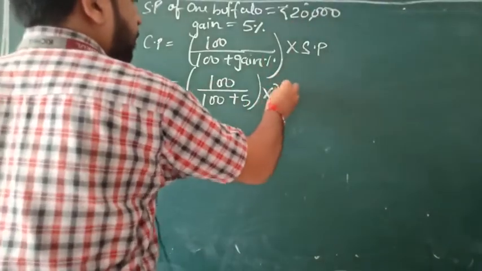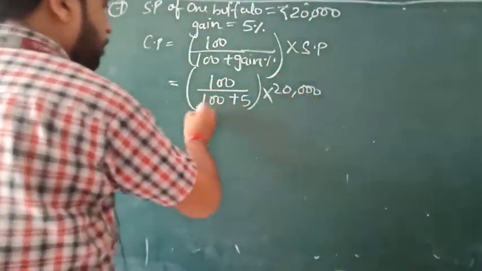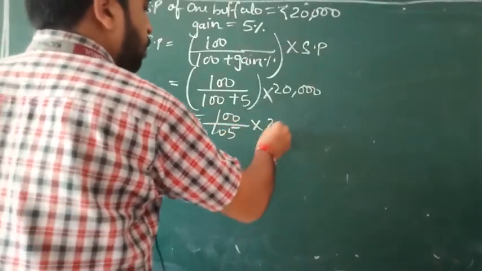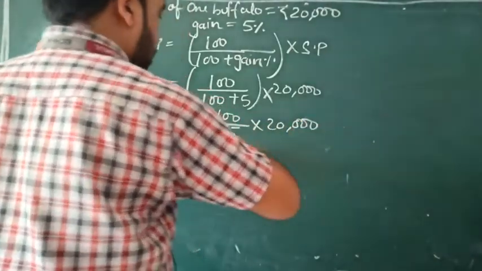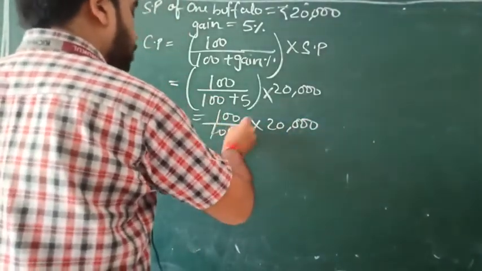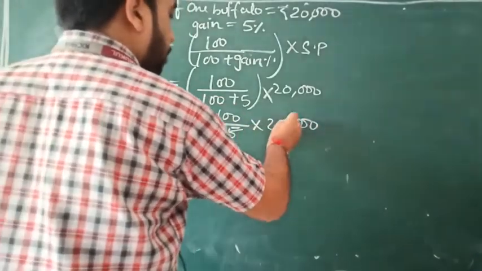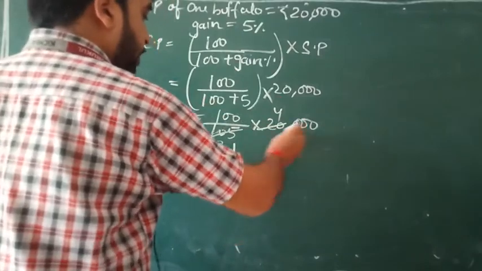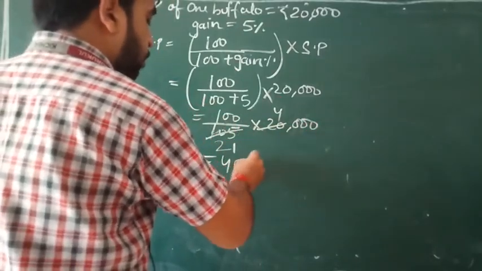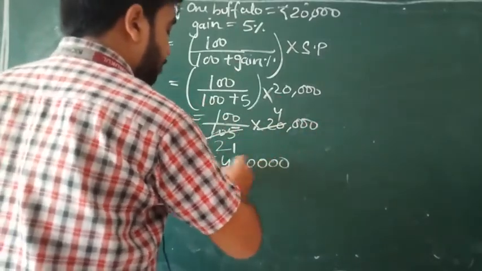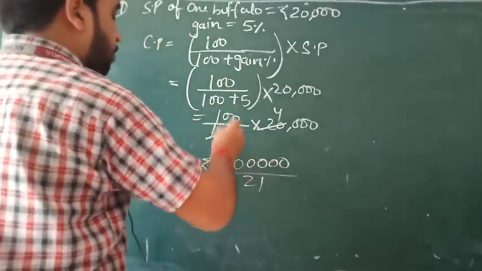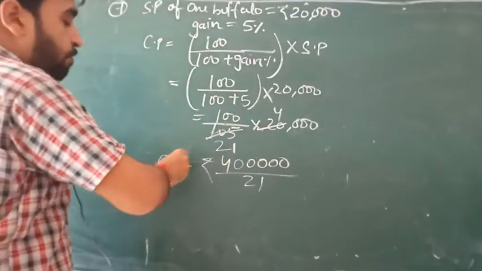What is the SP? 20,000. So this will be 100 upon 105 into 20,000. Cancel it out by 5. So 5 2s are 10, 5 1s are 5. 5 4s are 20. So this will turn out to be 4, 3 zeros here, 2 zeros here. So 1, 2, 3, 4, 5 zeros divided by 21. This is the CP of one buffalo, the cost price of one buffalo.